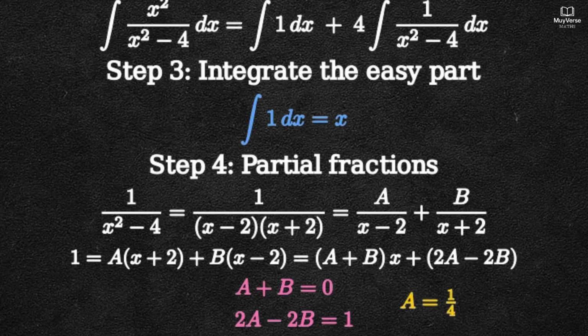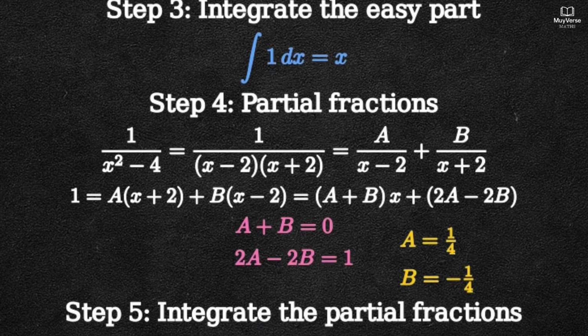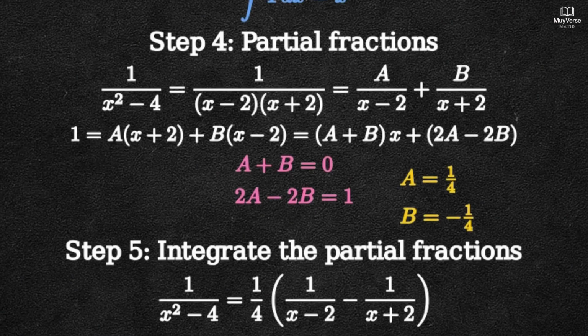From A plus B equals 0, B equals negative A. Substitute to get 4A equals 1. So A equals 1/4. Then B equals negative 1/4. Now we rewrite the integrand using A and B: 1 over x squared minus 4 equals 1/4 times 1 over x minus 2 minus 1/4 times 1 over x plus 2.